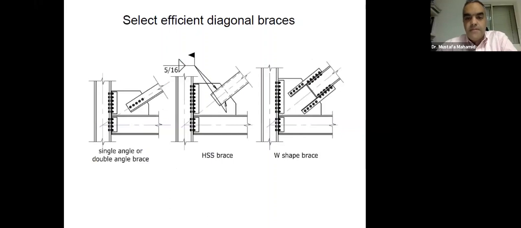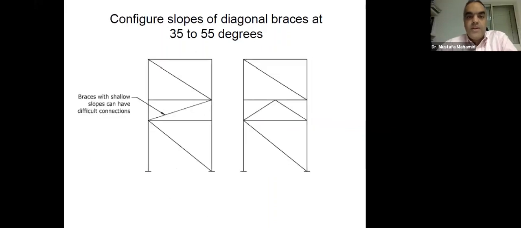Configure slopes for diagonal braces, 35 to 55 degrees, so you can see why. So when you have, for example, on the figure to the left, you will have a small angle for the brace.